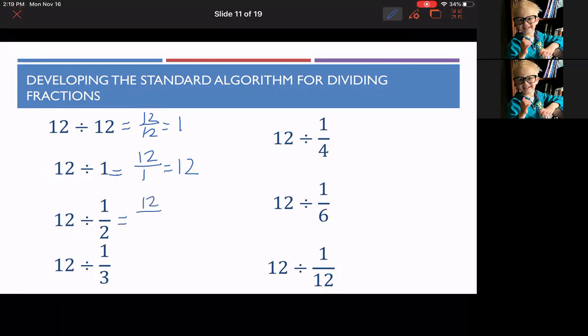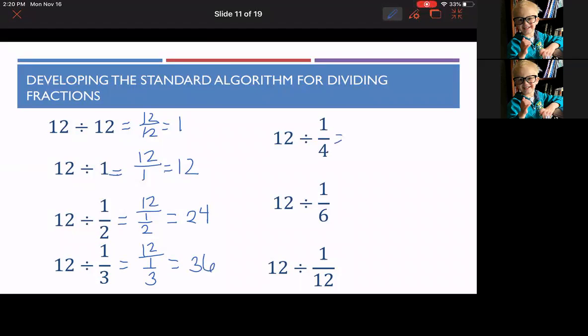What about 12 divided by 1/2? Again, think about how many 1/2 pieces fit into 12. Well, there's 2 halves in each whole, and now there's 12 wholes. So that's how we get 24. And likewise, 12 divided by 1/3. Well, there's 3 1/3 pieces in each whole, and now there's 12 wholes. So this is the same as 12 times 3, 36.